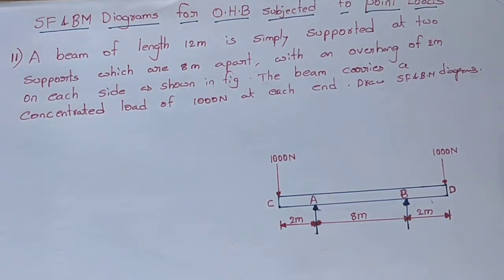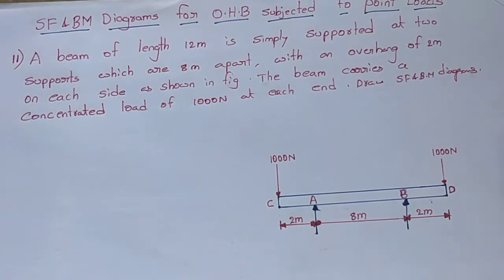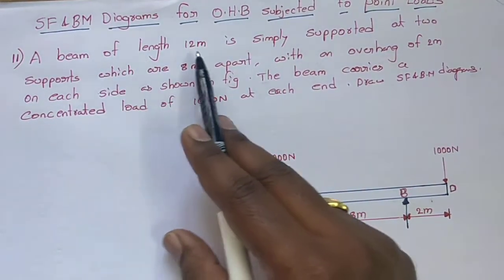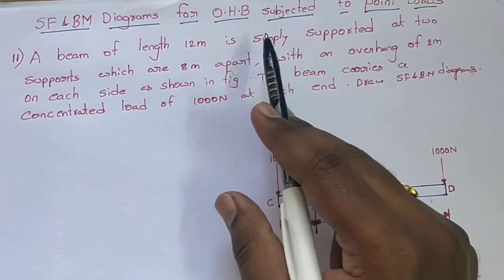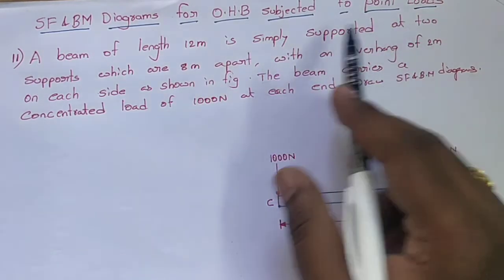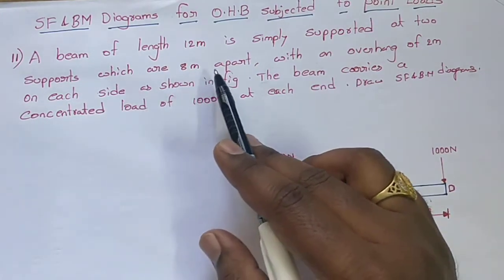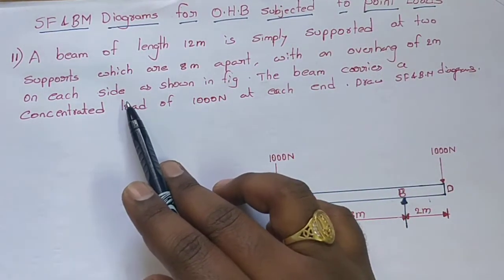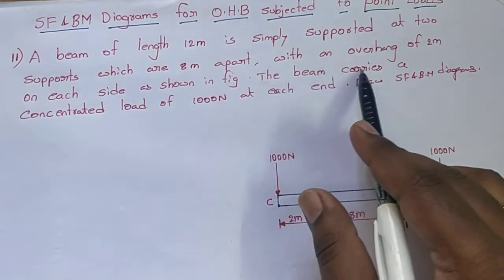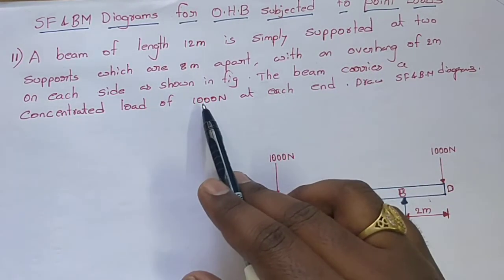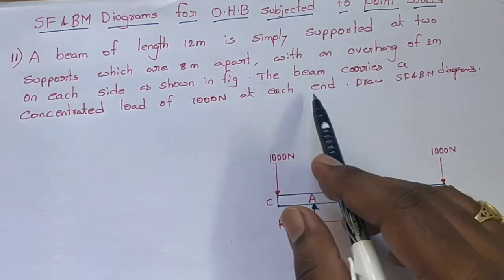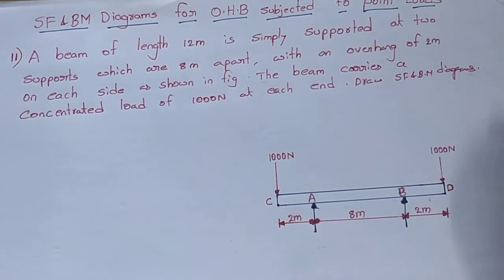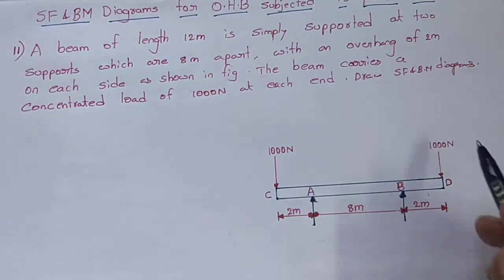First of all, read the given problem. Here the problem given is that a beam of length 12 meters is simply supported at two supports which are 8 meters apart with an overhanging of 2 meters on each side as shown in the figure. The beam carries a concentrated load of 1000 newtons at each end. Draw the shear force and bending moment diagrams for the given beam. It is the given beam.